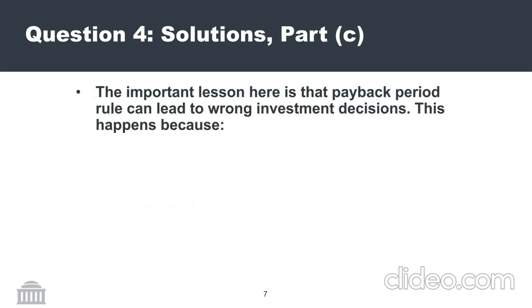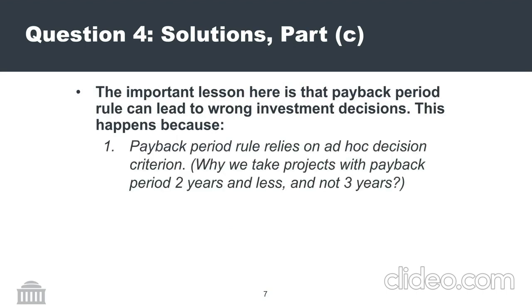Let us summarize this lesson. Payback period rule can lead to wrong investment decisions. This happens because, 1. Payback period rule relies on ad hoc decision criterion. Why did we decide to take projects with payback period of 2 years or less and not 3 years or 4 years? Who made this decision? There are clearly no good a priori reasons for this decision.